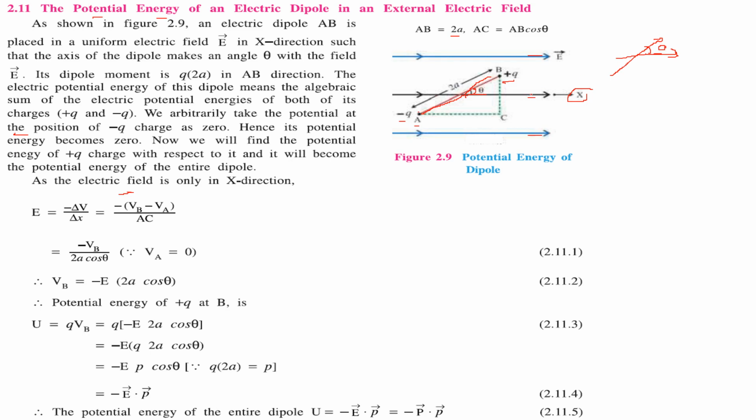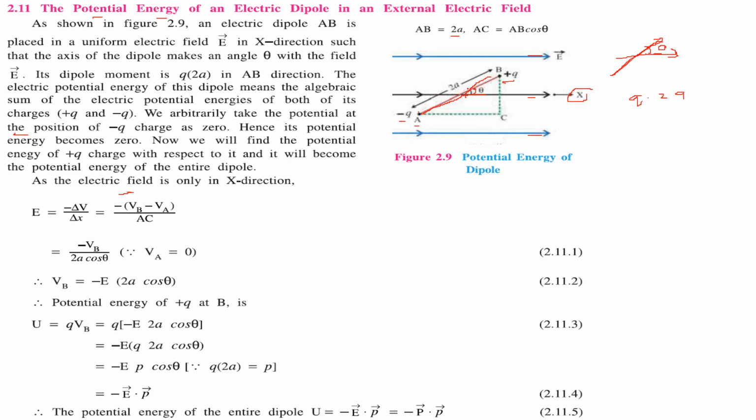So its dipole moment will be simply Q into 2A. We know that the charge is Q, the distance is 2A, the dipole moment will be Q into 2A, and the direction will be in this direction, AB of the dipole. The electric potential energy of this dipole, what is this?